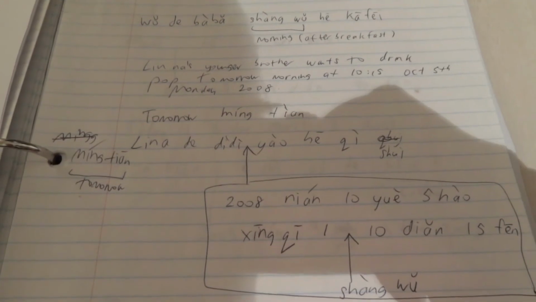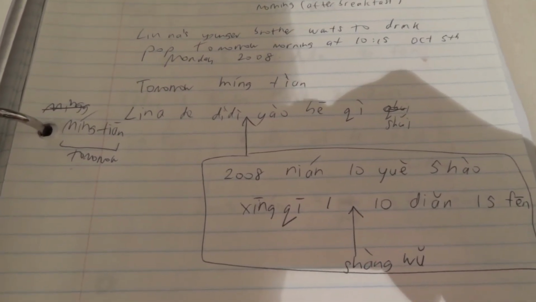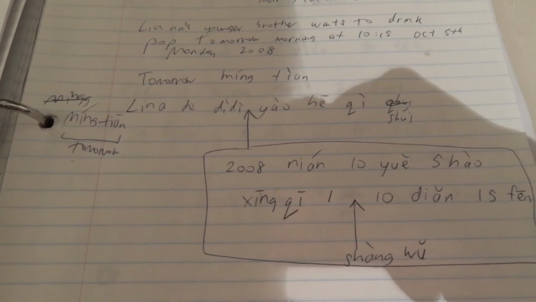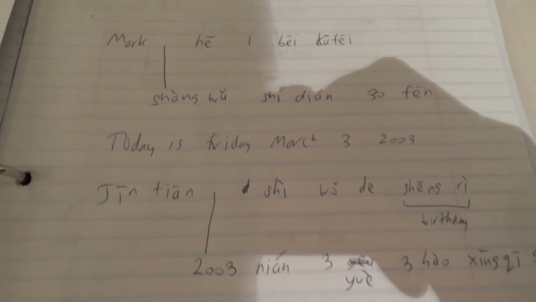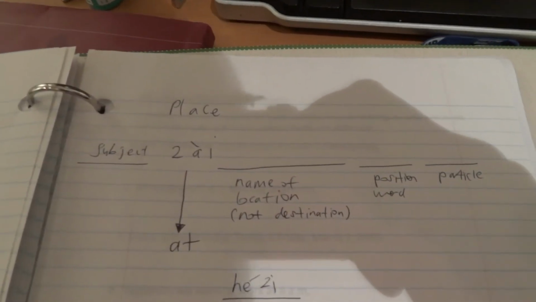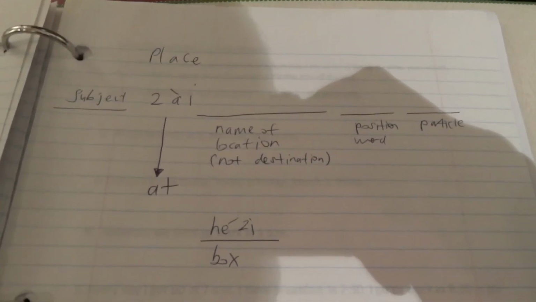Here's some more time, using time as adverbs. Talking about place, 在 in the name of the location, position word, and then the particle.